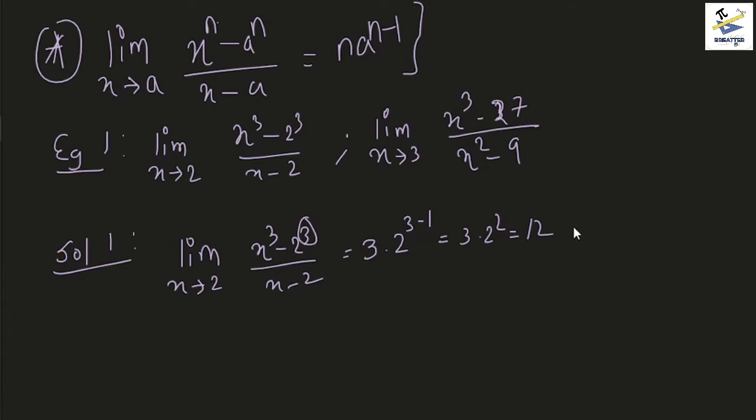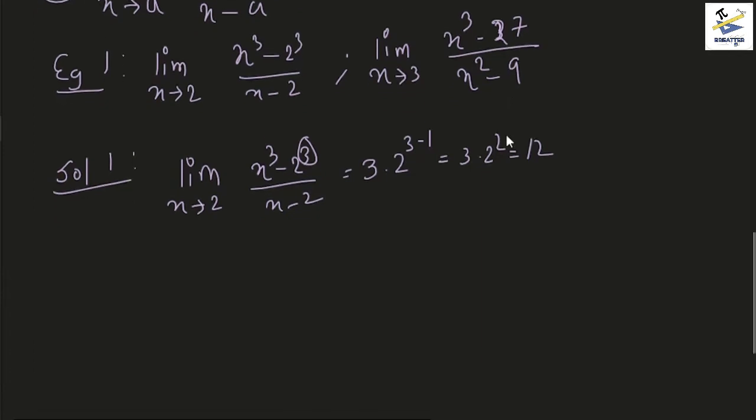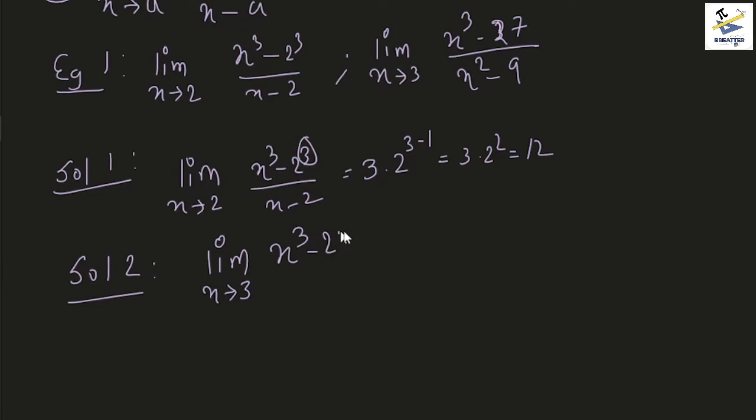Now this one was a bit easier, but the next part could be a little more tricky, because it's not really the formula you think it is. Limit x tends to 3, x cube minus 27 divided by x square minus 9, right? So like before, we can see that if we put the value of 3, it becomes 27 minus 27 divided by 9 minus 9. But we cannot let that happen, because that would just give you a 0 by 0, of course.